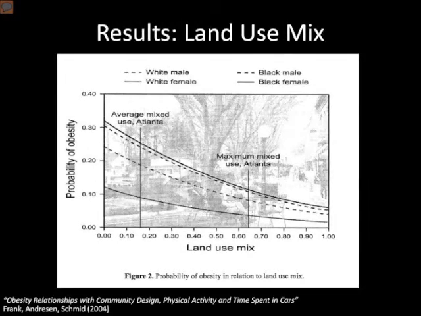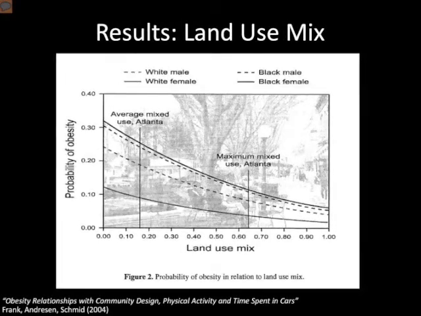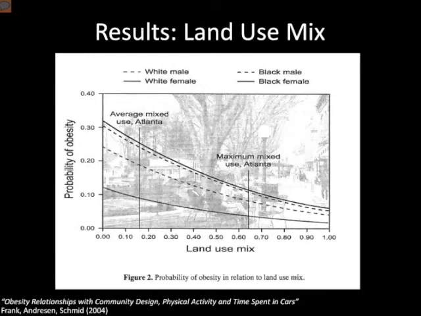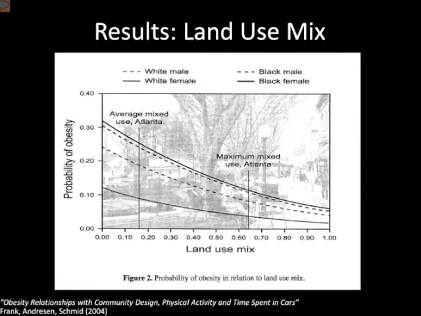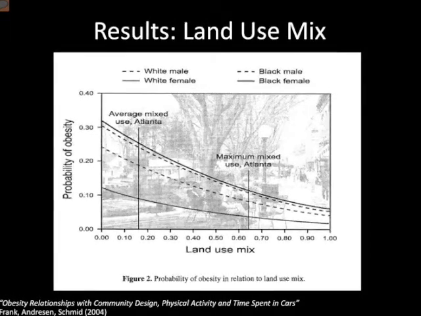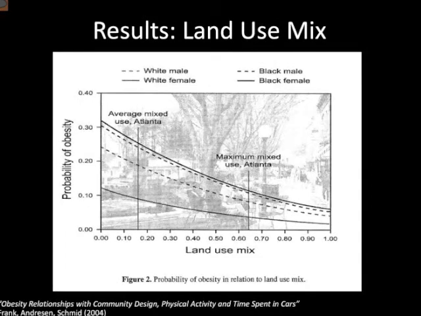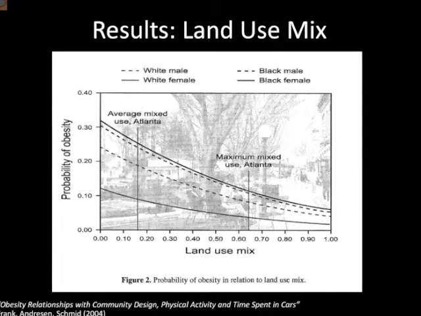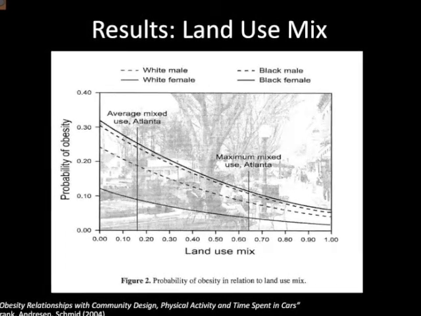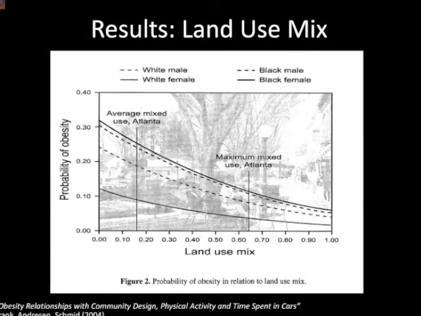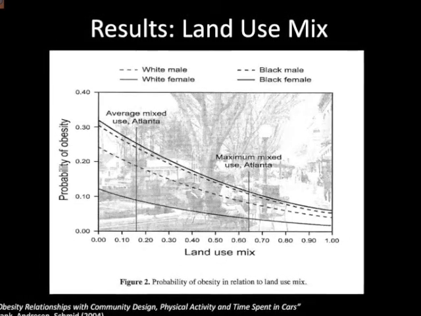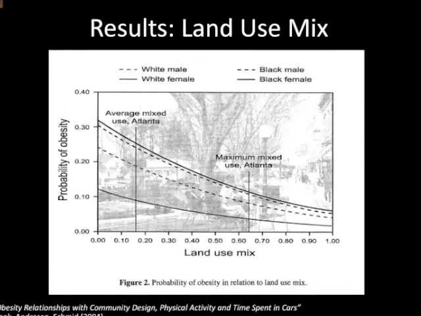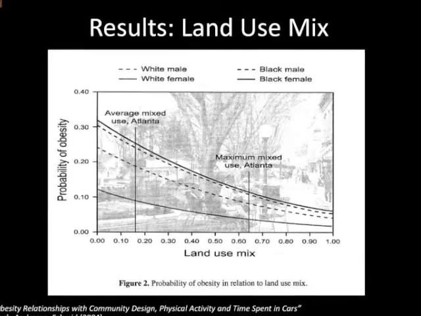Just to look a little closer at this regression model. So this is looking at land use mix. Basically what they found was that moving up 1 quartile along that 0 to 1 continuum resulted in a 12.2% reduction in your odds of being obese. So basically, if you break up that x-axis into 4 different quartiles, moving up one would lead to a 12% reduction in odds of being obese.